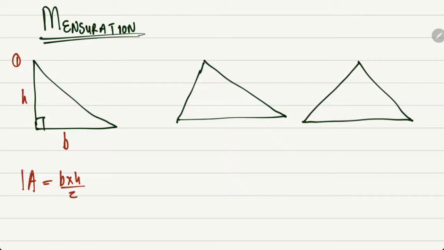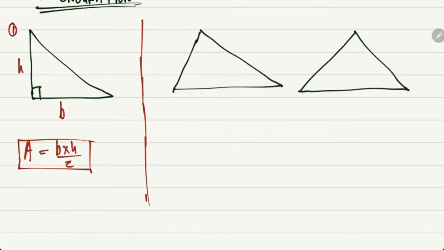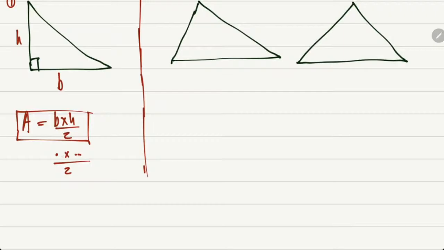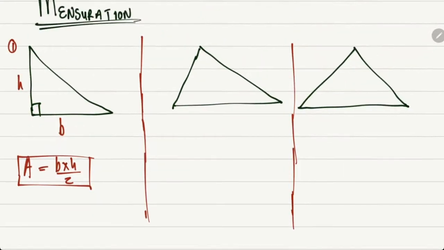Triangle number two, you need to write this formula before you write for me the working, or else I don't want to see your working. This is part of the working. I want to see this formula, and then you put whatever is your base, whatever is your height, over 2. You get your area. That's what I want to see. Just neat.